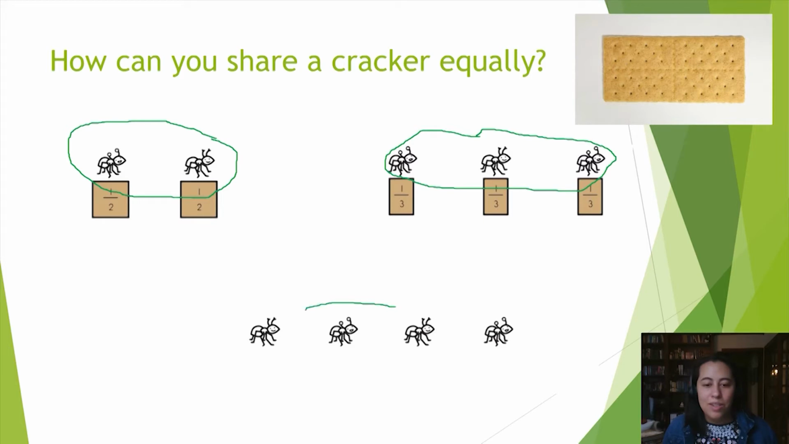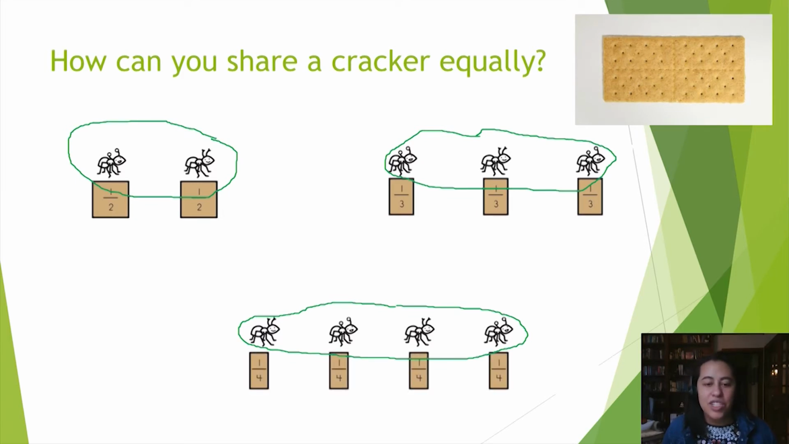Now what about 4 ants? How could we split up a graham cracker so that each of the 4 ants get the same amount? We could split it into fourths, and each ant would get 1/4. So when we have one cookie to share among many ants, we cut it up into equal pieces to match the number of ants. But what if there's more than one ant and more than one cookie?